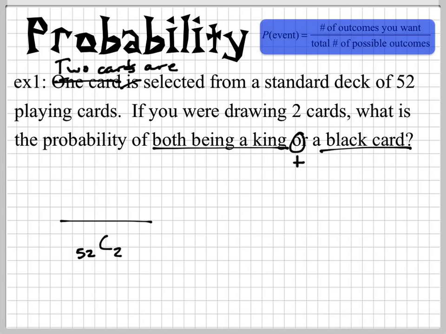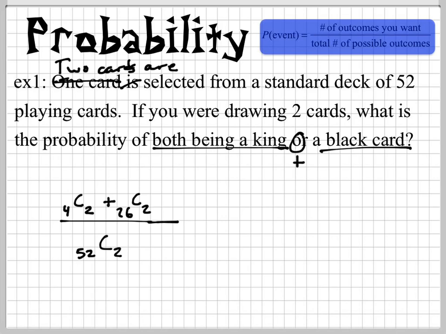Okay, so let's think about kings. How many kings are there? Okay, so we're going to choose, how many out of the 4? Just choose 2. Okay, and then we're going to add, that's for the kings, that's if they're both kings. And we're going to add how many ways we can choose a black card. Now we're choosing 2 black cards, right? How many total black cards are there? 26. Okay, and then we're almost done.